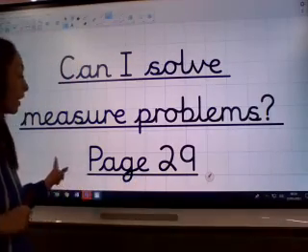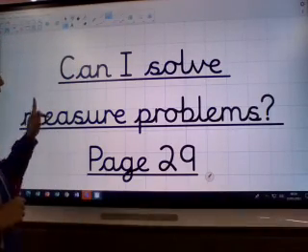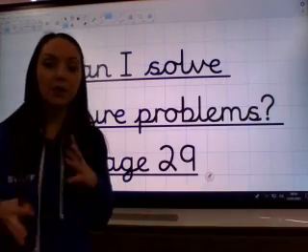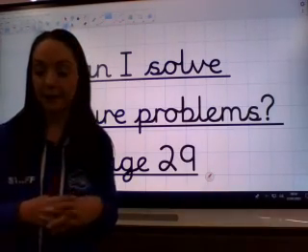So today we are moving on to page 29 and our learning question is, can I solve measure problems? So we're continuing a little bit with some similar stuff to what we were doing yesterday.